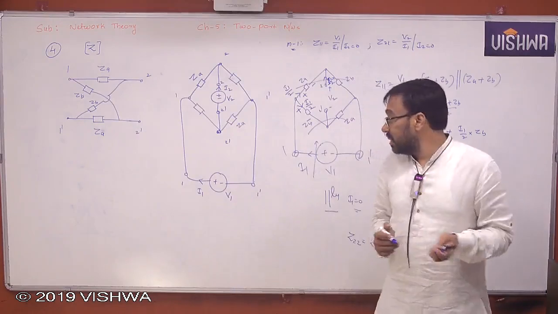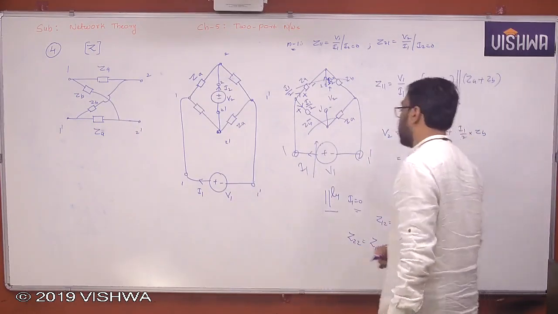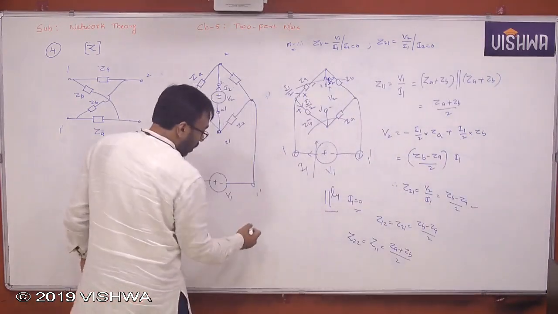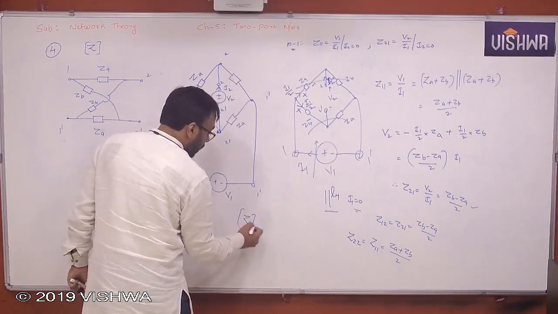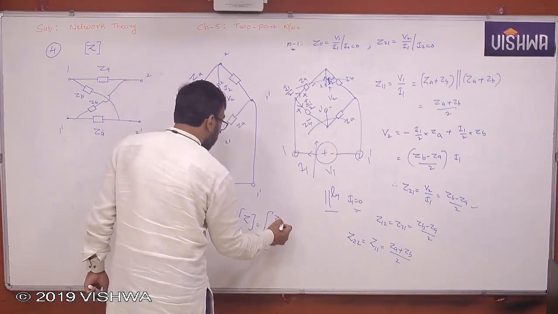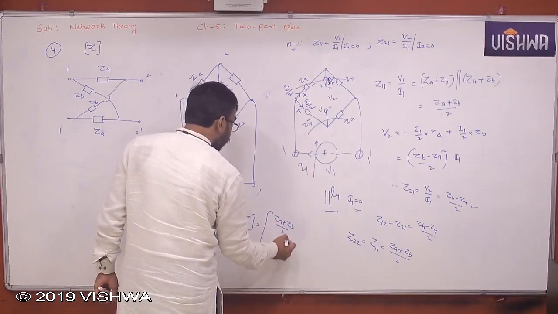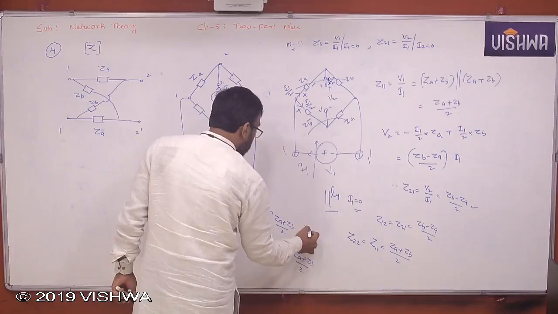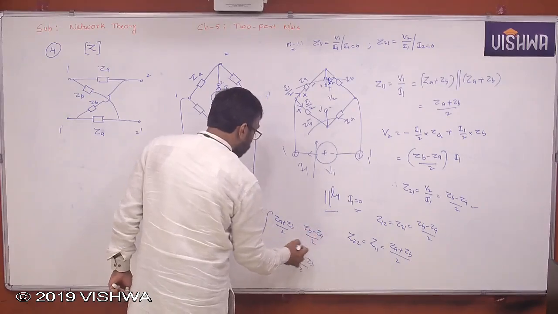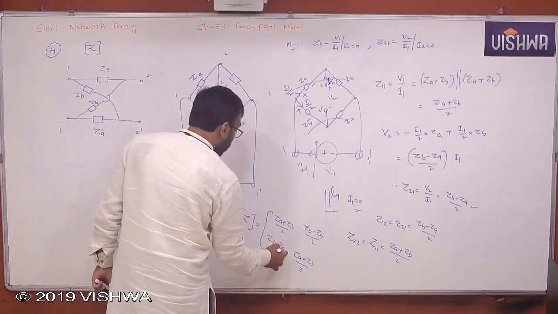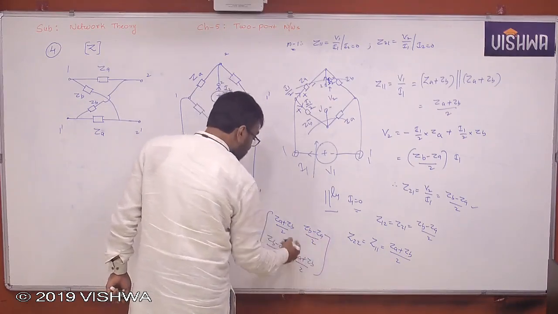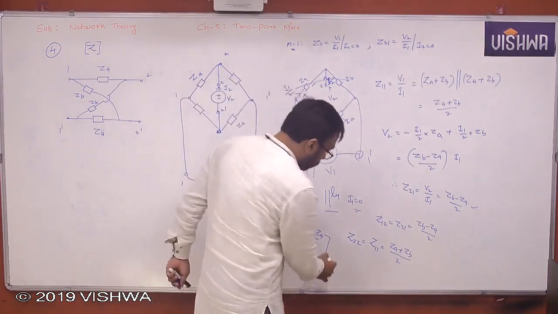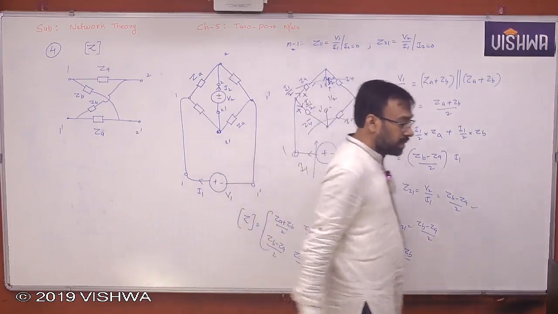So finally the Z matrix of a lattice model of a symmetric network is: ZA plus ZB by 2, ZB minus ZA by 2, ZB minus ZA by 2, ZA plus ZB by 2. You must be remembering that ZB minus ZA. Clear? Ohms. Please note down.